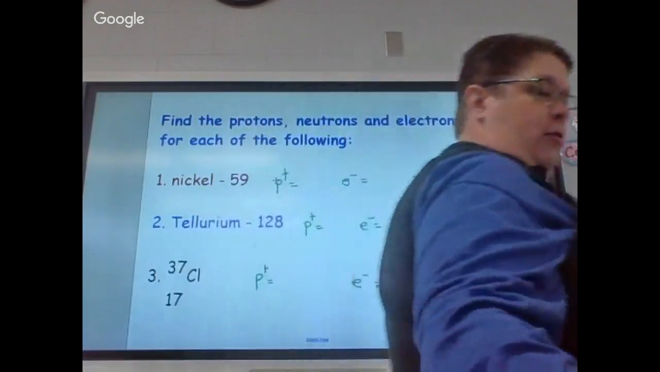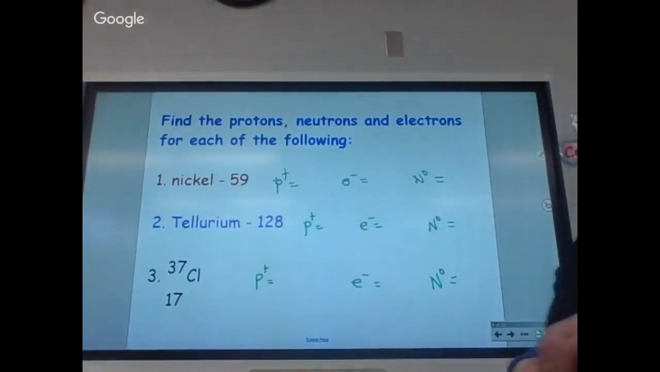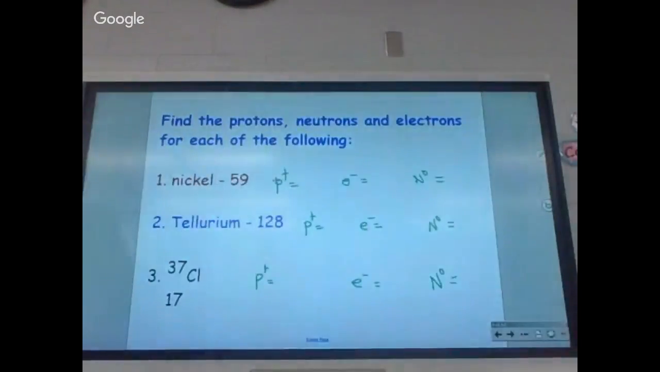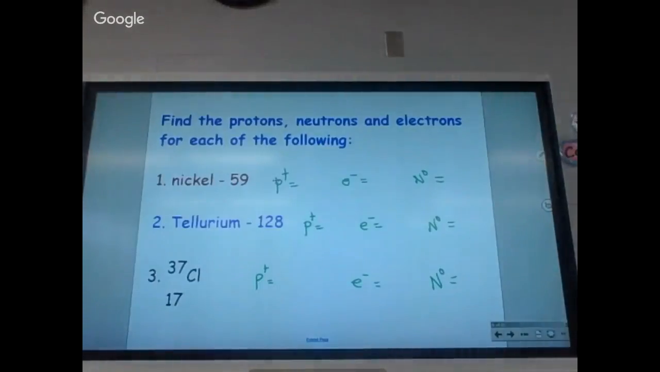And if you want, put your name on your periodic table so that it doesn't get lost, or if it does get lost, I can get it back to you.